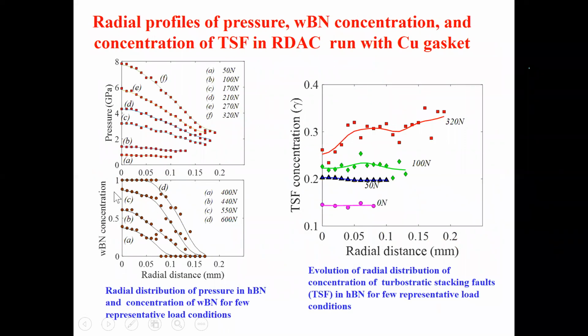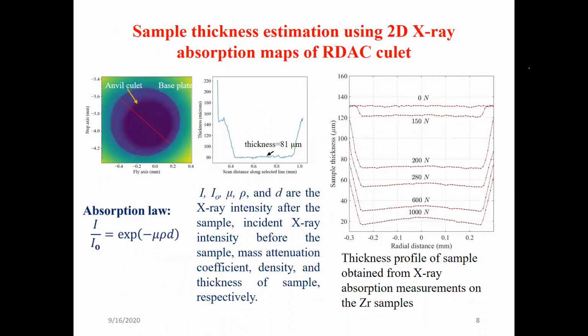Also, we measure distribution of volume fraction of phases at different loading conditions, distribution of texture, distribution of different types of defects. In the given case for the layer, it's the graphite-like structure. This is the concentration of turbostratic stacking faults, but it can be dislocation density. And using X-ray absorption, we measure thickness and profile of the sample.